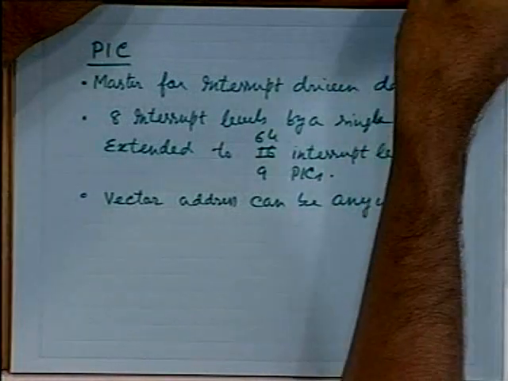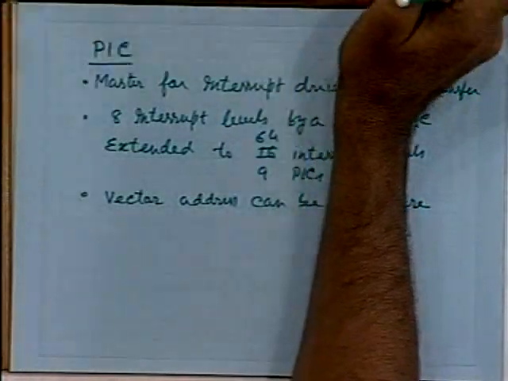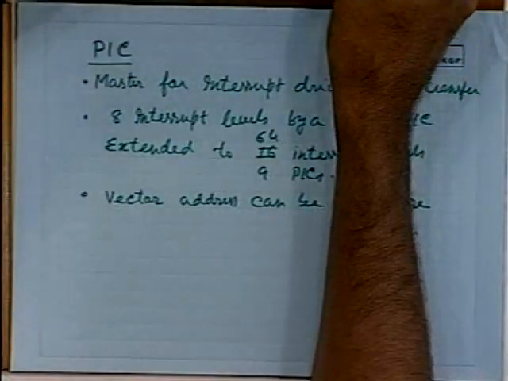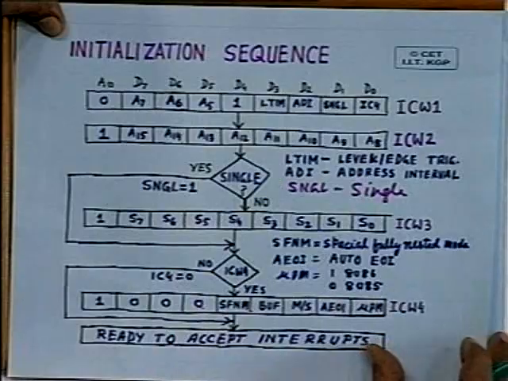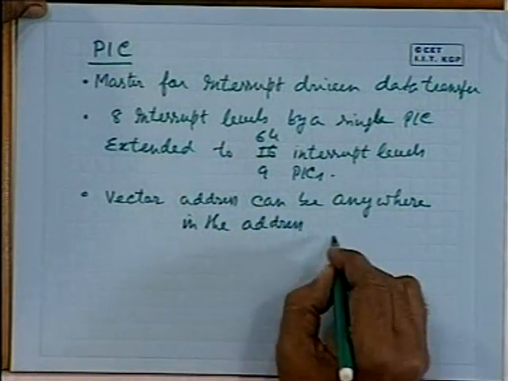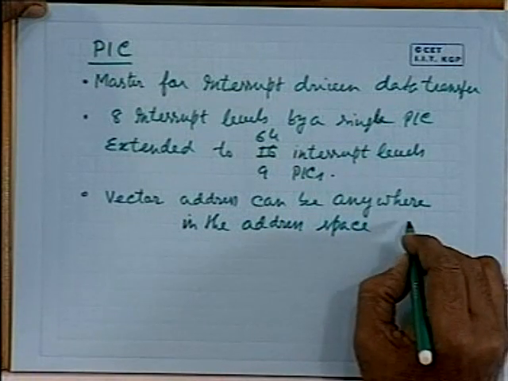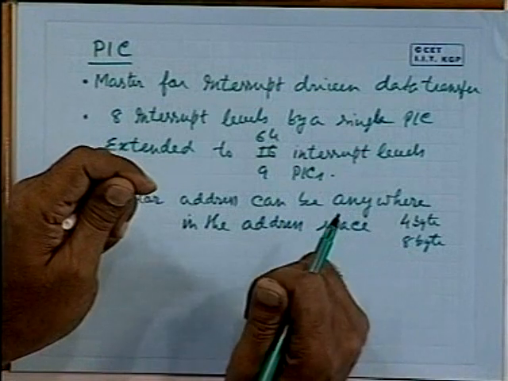The address can be loaded in those registers, those initialization command words. Those initialization command words will be holding these values. So by writing any value here, you can have the vector address anywhere in the address space. However, the spacing between two addresses can be either 4 bytes or 8 bytes. So if your interrupt service subroutine cannot be written using 4 or 8 locations, then obviously you have to jump to another part of the memory, so that you can write a bigger interrupt service subroutine.